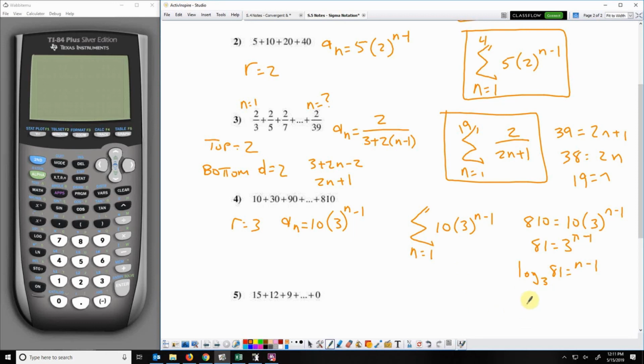And if I do log of the argument over log of the base, log 81 over log 3, and then add that 1, I'll find n. So log 81 divided by log 3 is 4, plus 1 is 5. So the ending n value is 5.